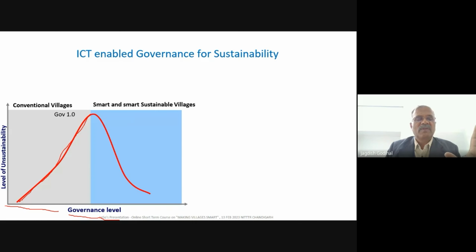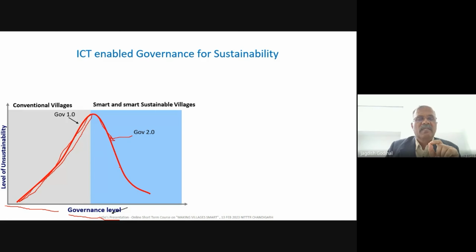That means the level of unsustainability goes up. But when it comes to smart sustainable villages, I'm going to have governance 2, which means the panchayat and administration along with public participation. Then public participation is going to bring down the level of unsustainability, even as the governance level goes up.